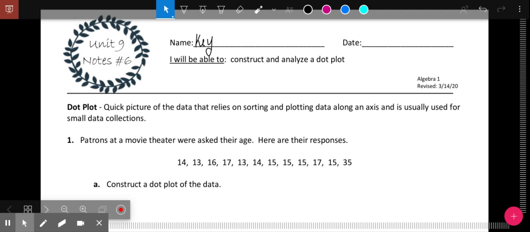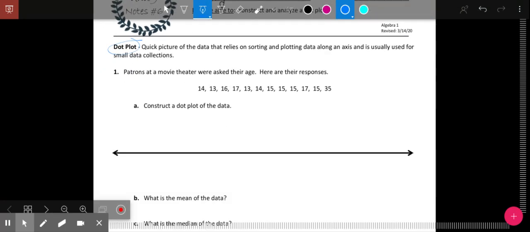All right, so today we're going to be looking at another way that we can organize and display our data, and that's through constructing and analyzing a dot plot. A dot plot, as you can see right here, is a quick picture of the data that relies on sorting and plotting data along an axis, and it's usually used for small data collections. So we're going to show you what that looks like by constructing one first. By plotting data along the axis, we mean it's going to look like a number line.